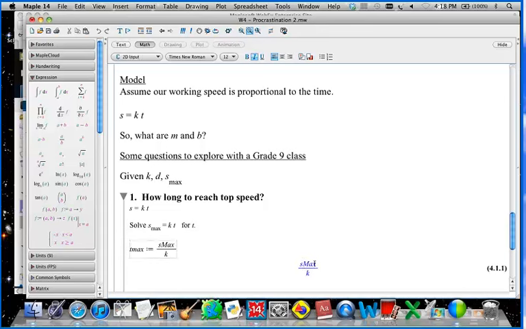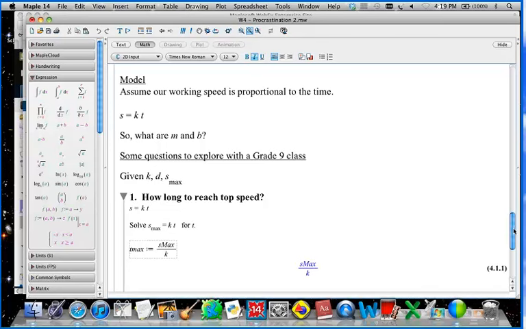Before you go on, ask kids, what is the effect of K on T max? They should know that the bigger the denominator of a fraction is, the smaller the fraction becomes. And does that make physical sense? If you're highly keen, this fraction should be small, so my T max is low. That means I reach my top speed quickly. Yes, that makes sense. All right, good.